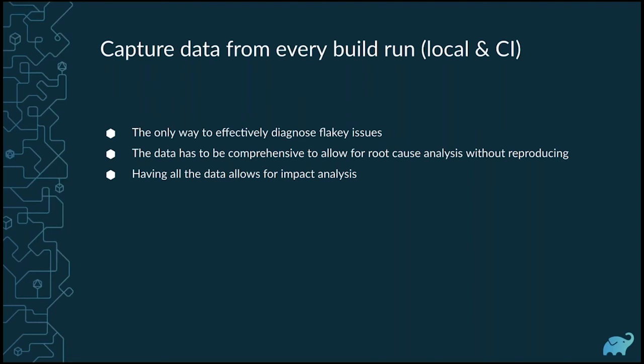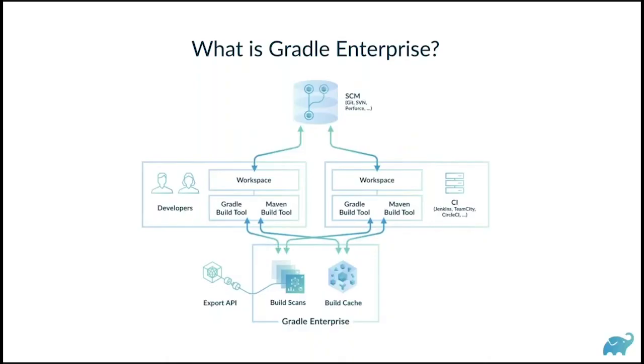But the data has to be comprehensive to allow for root cause analysis without reproducing. And having all the data allows for impact analysis, right? So again, one way to get this data is Gradle Enterprise. You can install it on premises. You can easily connect it with all your Gradle and Maven builds. And it will send a very comprehensive set of data that you can even extend with your own custom data so that you can effectively figure out the root cause for issues you have when it comes to toolchain reliability. And it's a game changer once you have that.